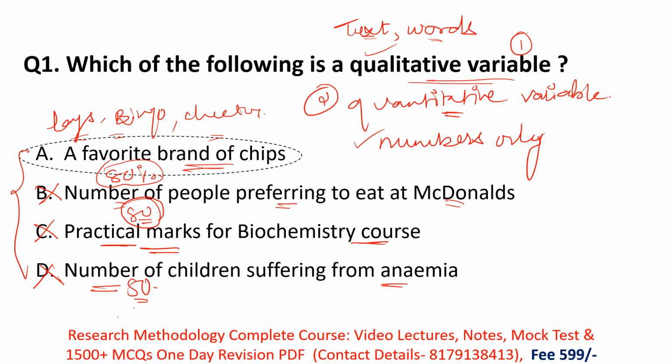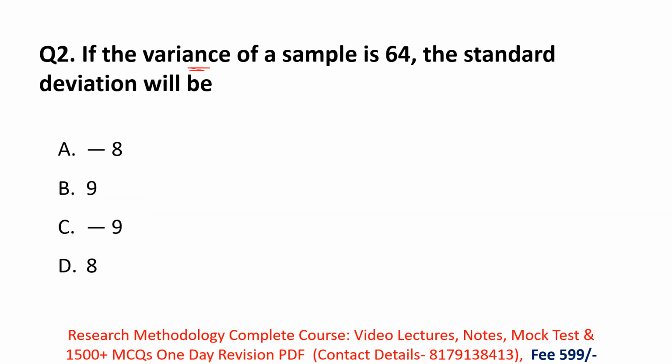Next question. If the variance of a sample is 64, what will the standard deviation be? In this question, what they have given is the variance of a sample, which is 64, and we have to find the standard deviation. First of all, you should know the meaning of the terms.